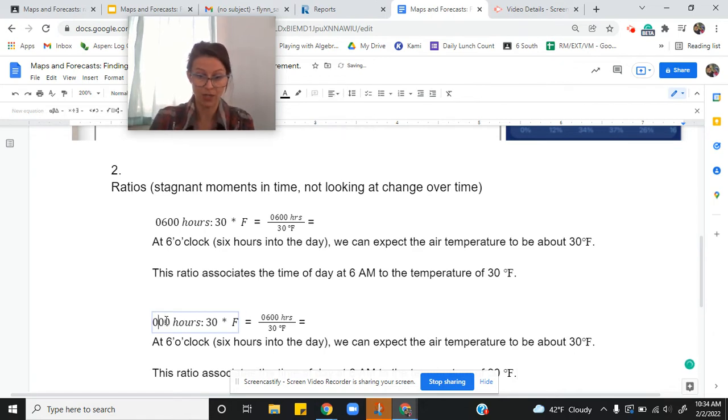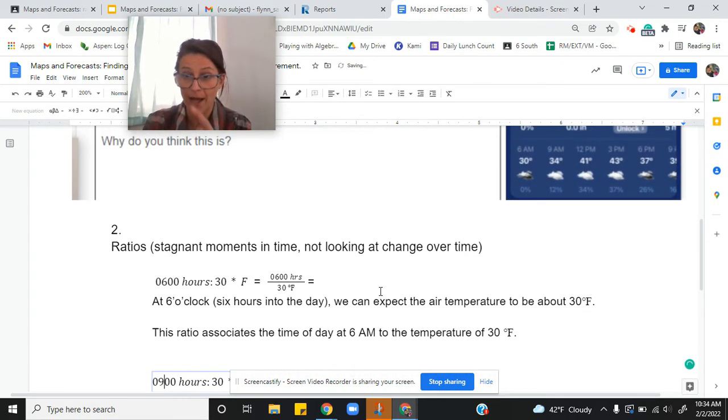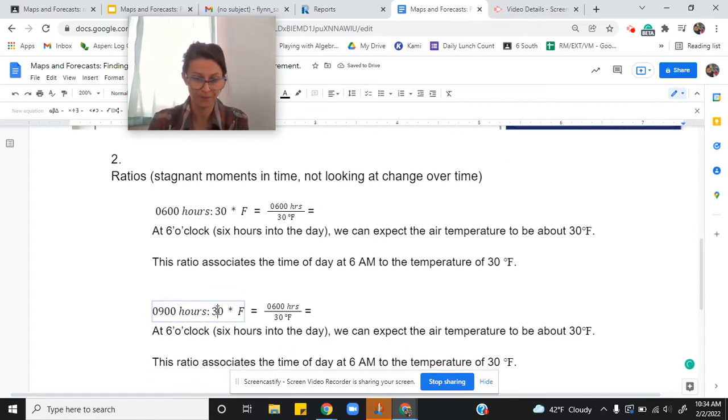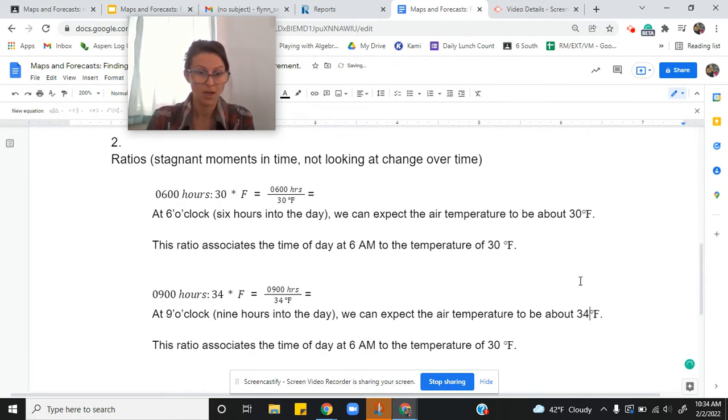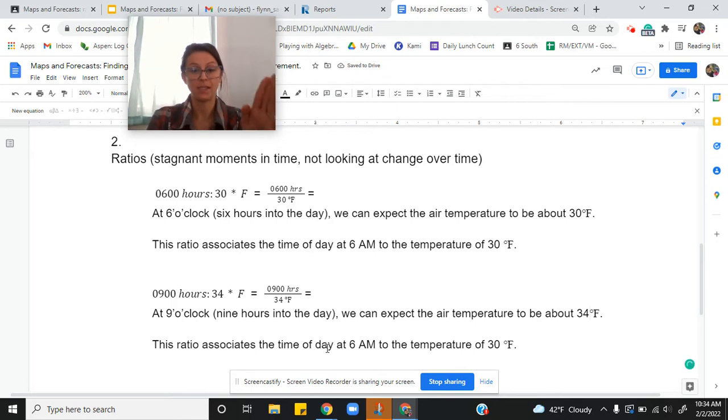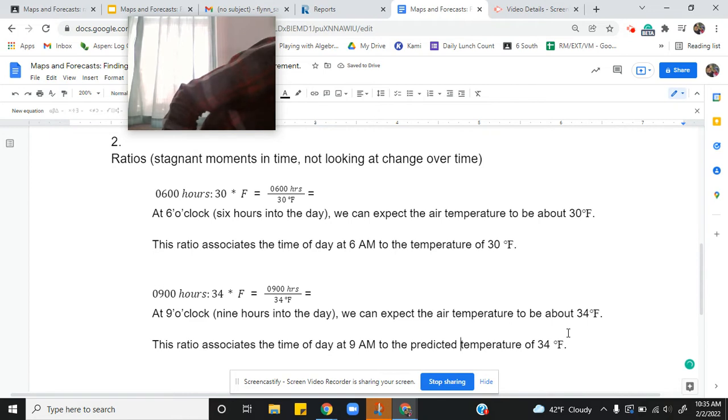Now we need to look at 900 hours. So at 9 o'clock, the temperature is 34 degrees Fahrenheit. 9 hours into the day, we can expect the air temperature to be about 34 degrees Fahrenheit. The ratio associates the time of day at 9 a.m. to the predicted, or anticipated, temperature of 34 degrees.